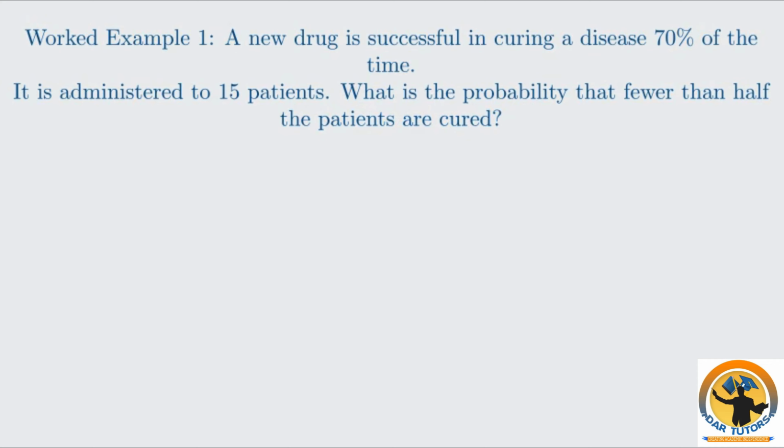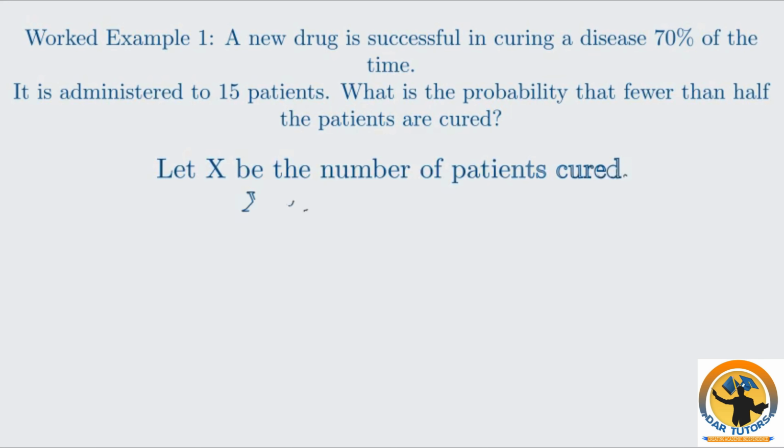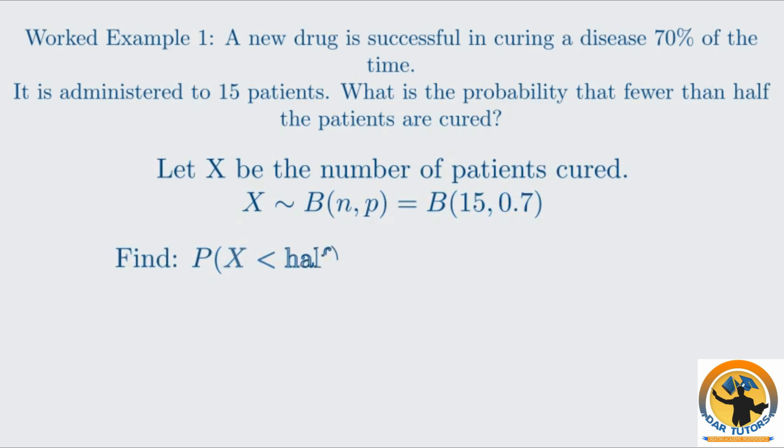First, let's define our random variable and its distribution. Let X be the number of patients cured. This is a binomial experiment with n = 15 trials, and a success probability p = 0.7. So, X is distributed as B(15, 0.7). The question asks for the probability that fewer than half the patients are cured. Half of 15 is 7.5. Since the number of patients must be an integer, fewer than half means 0, 1, 2, 3, 4, 5, 6, or 7 patients are cured. So we want to find P(X ≤ 7).